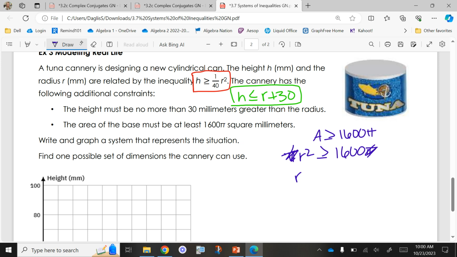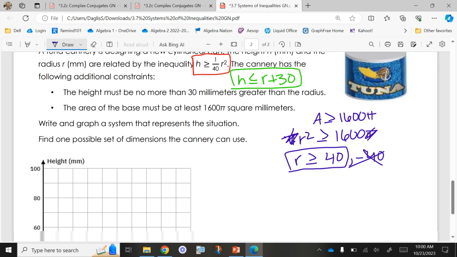We can square root both sides. We have 40. We also have negative 40. But we're not going to have a negative measurement. Good. So our radius must be greater than or equal to 40. So there's my third one. So we have 3 pieces that we're going to graph. How do we get that third one? Okay?